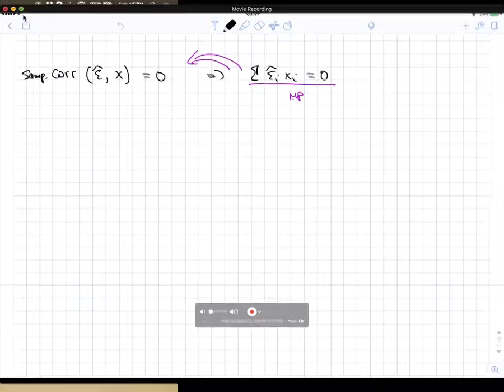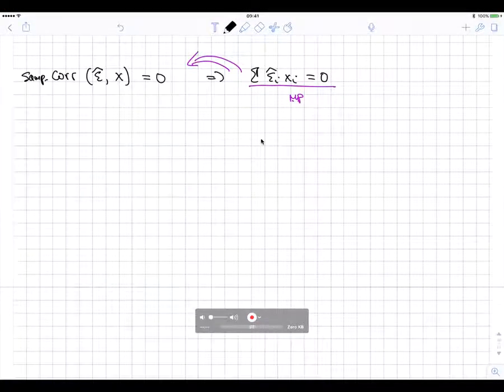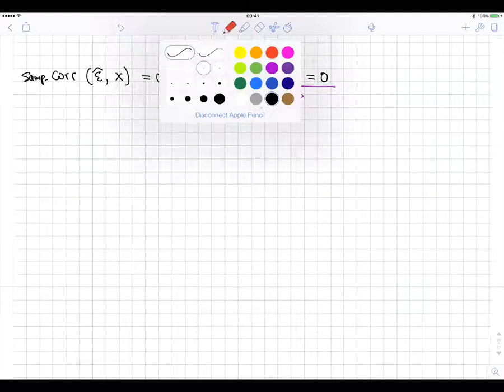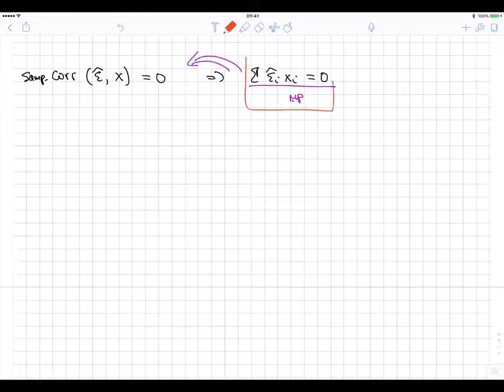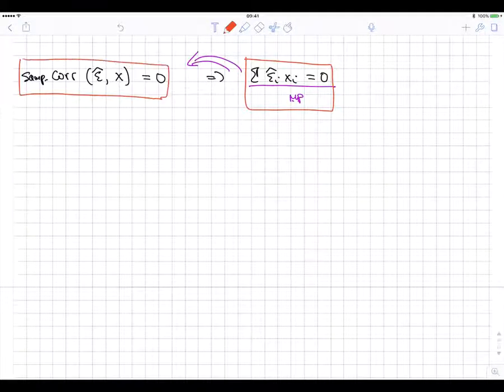The question asked is: if I know that from the mechanical property the sum of epsilon i hat and x_i is equal to 0, why does this imply that the sample correlation between these two variables will also be equal to 0? Okay, so let's try to solve that mystery. The way we're going to solve it is by looking at what the sample correlation is.